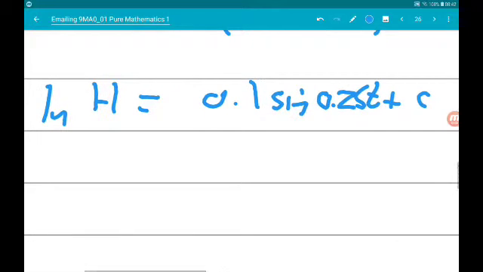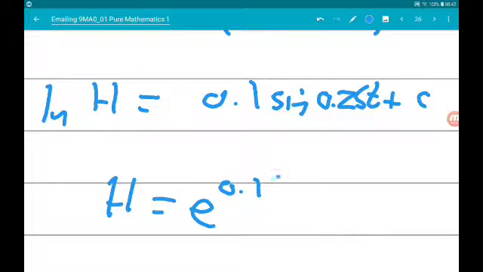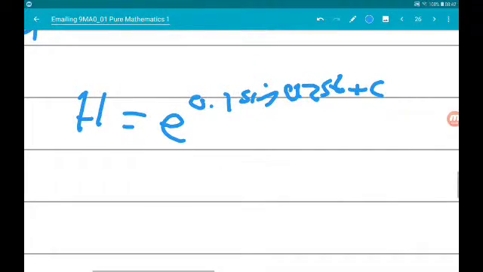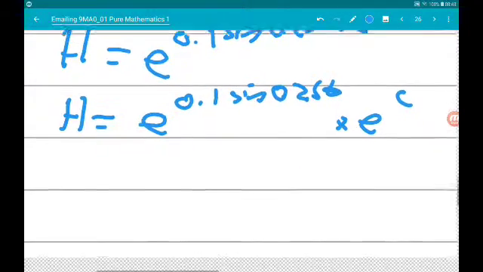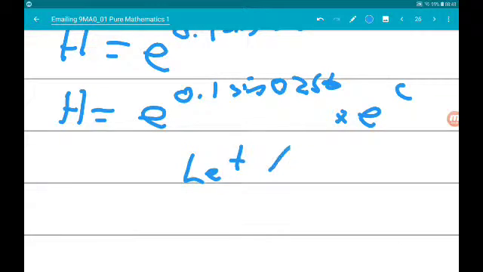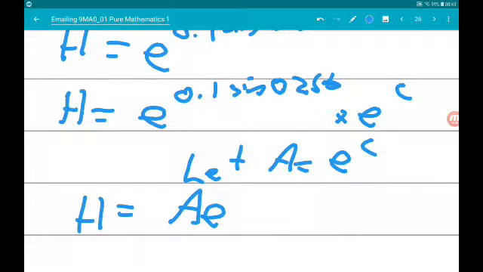Now to get rid of that log, we're going to raise both sides as a power of e. So we get h is equal to e to the 0.1 sine of 0.25t add c. Now we can say that right hand side is e to the 0.1 sine 0.25t times e to the c, just using the rules of indices. So if we say let a equal e to the power of c, h is equal to a e to the 0.1 sine 0.25t.